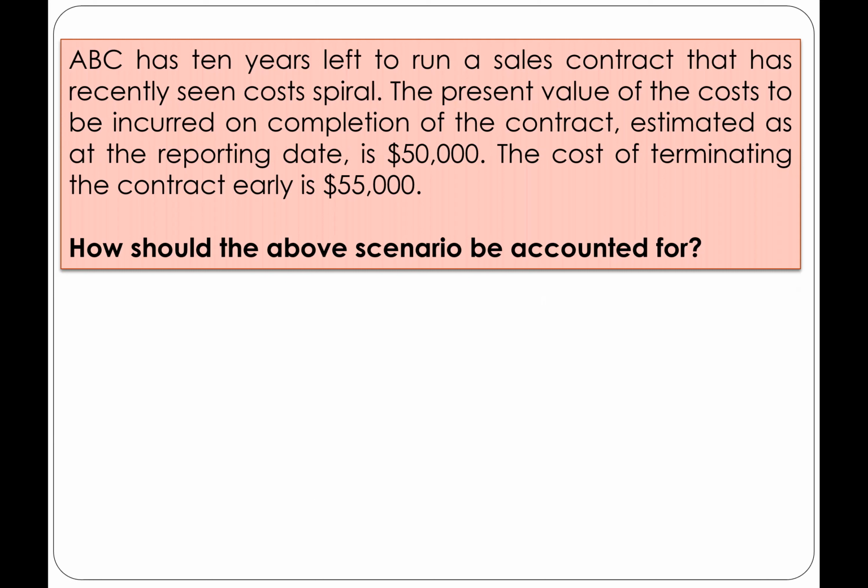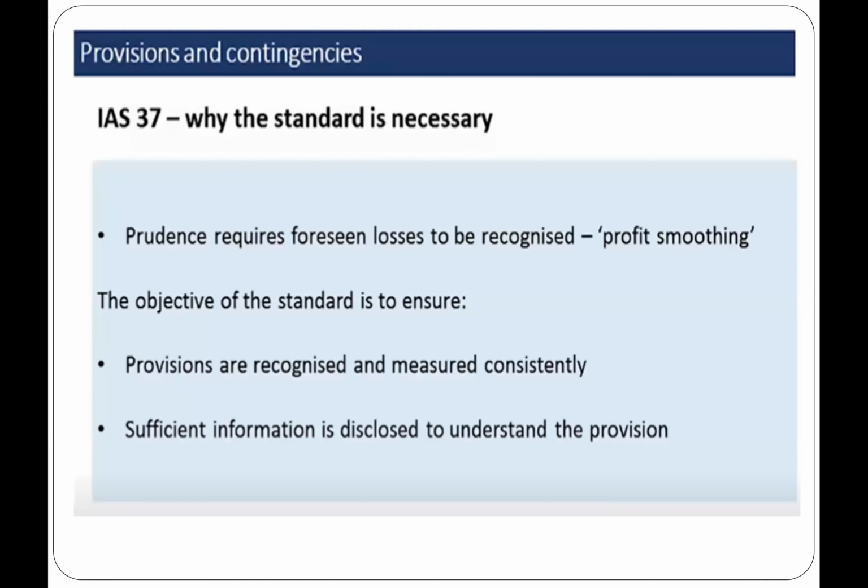So the accounting entries are the same. We're debiting expense. And so if these are rentals, you're saying rental expense, you debit it 50,000. And then you're going to credit provision for an onerous contract with 50,000. And then when it comes time to pay, you are simply debiting the provision and you are crediting bank. So that's basically as far as onerous contracts are concerned.